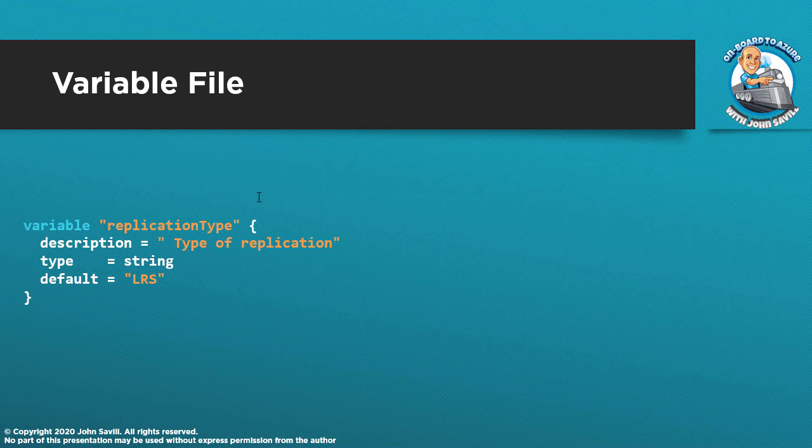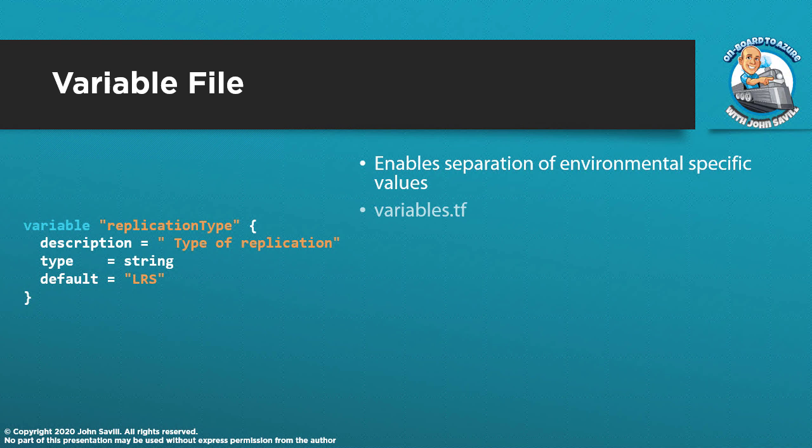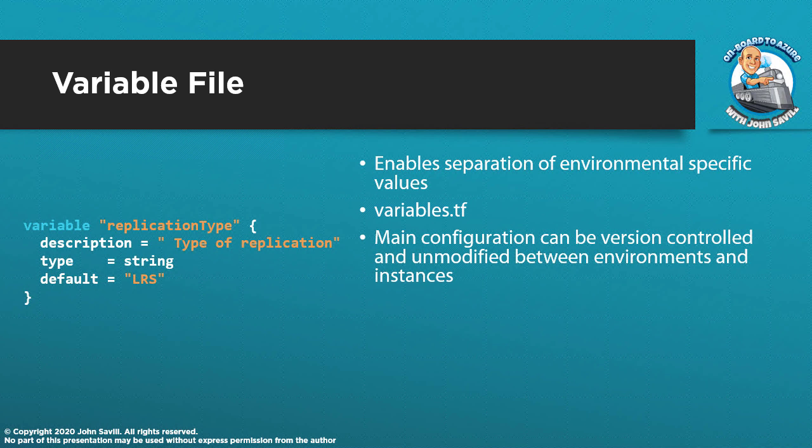I then have variable files. So this is where I can define variables that I want to be able to pass in. And the goal of this is that it lets me separate anything that is environmental specific. So again, I can have a variable file for test, dev, UAT, and production. This is the variables.tf file. This lets me version control the main configuration file. I don't have to change it as it then moves between different environments or instances. All I would have is different variable files.